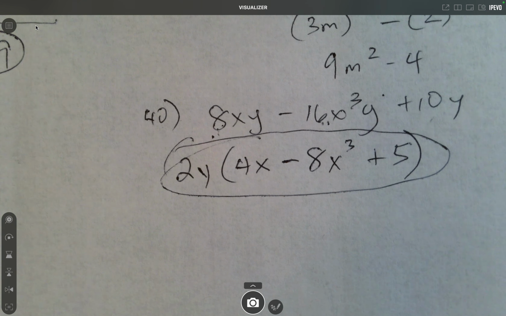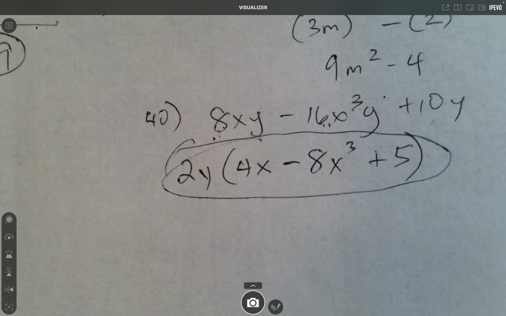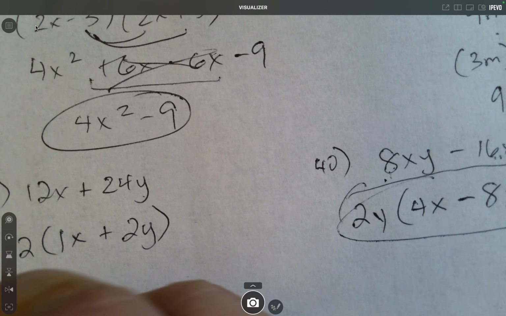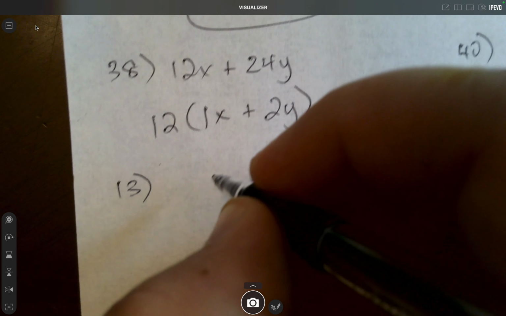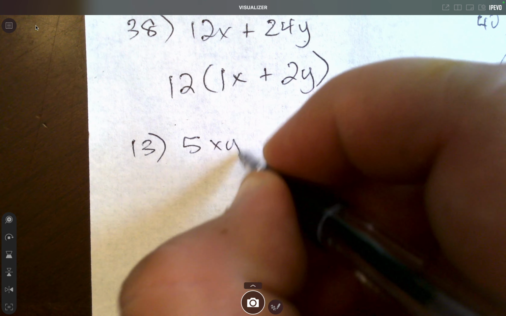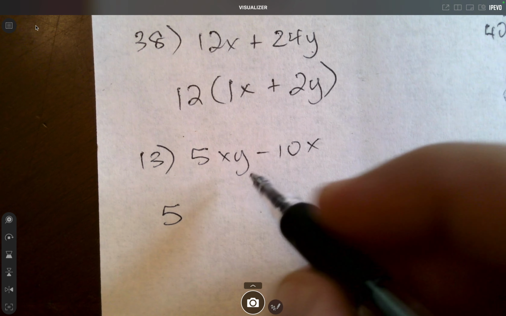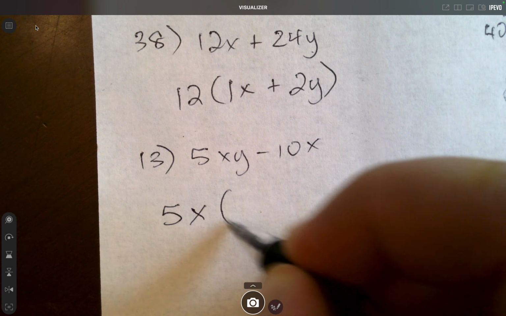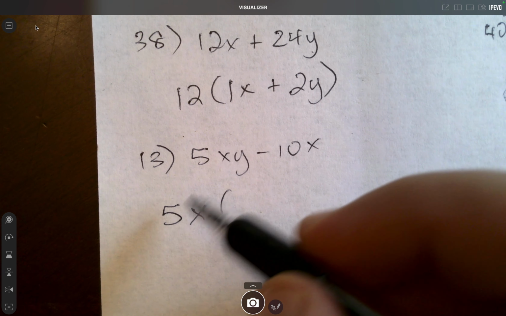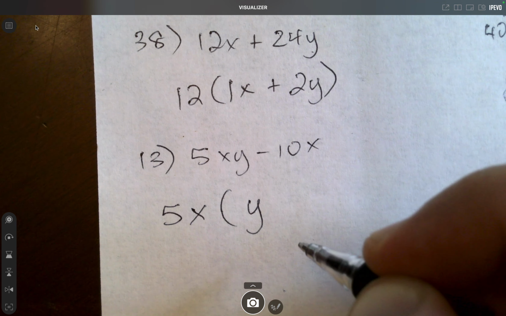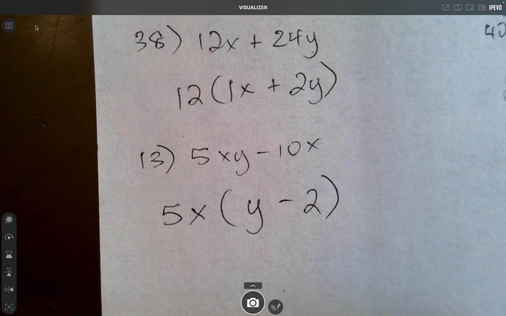Okay, then I assigned 2 on page 551. Let's see. Okay, just more factoring practice here. So 13, we have 5xy minus 10x. So the biggest number that can go evenly into both of them is 5. And they both have an x, so I can pull that out as well. Well, I took away the 5, I took away the x, so all that's left here is a y. 10 divided by 5 is 2, but we took away the x, so it's gone.